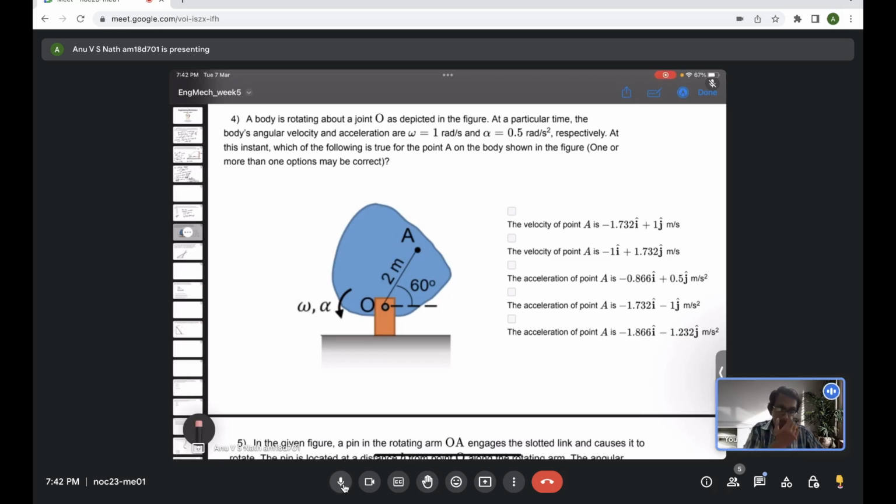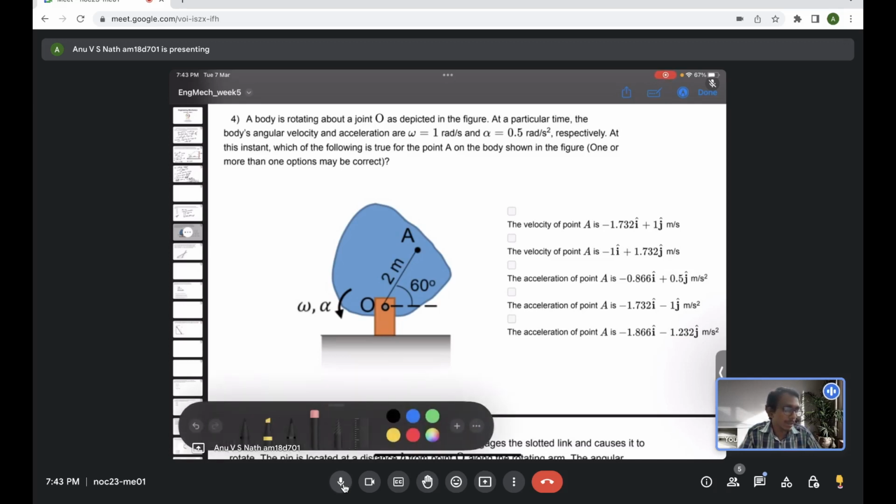So first of all, we'll look at the velocity. The object A, the body is actually rotating about the point O. So the point O is not moving. All other points are rotating about point O. So our point A does the same. We have to connect the point A to O. It's already connected in the figure, which is like the radius of rotation.